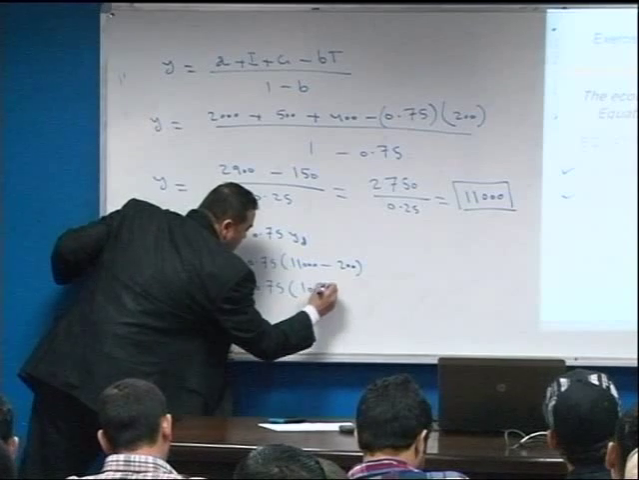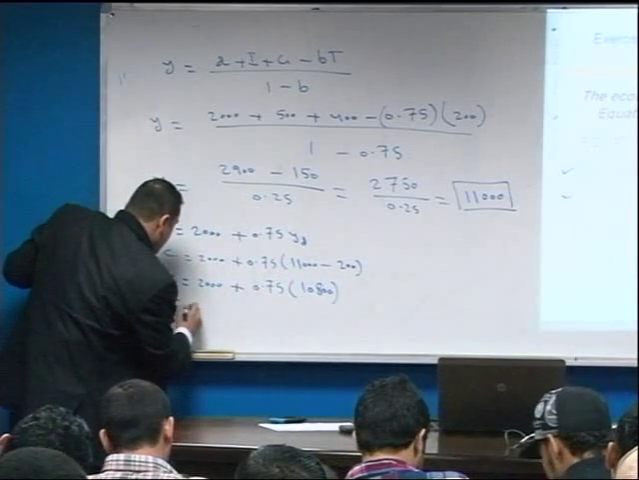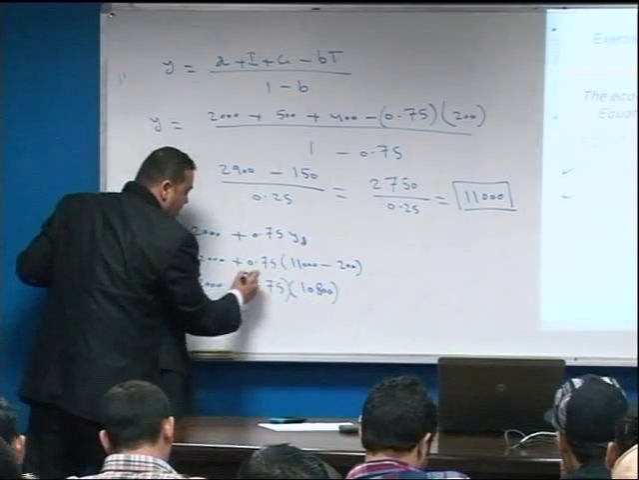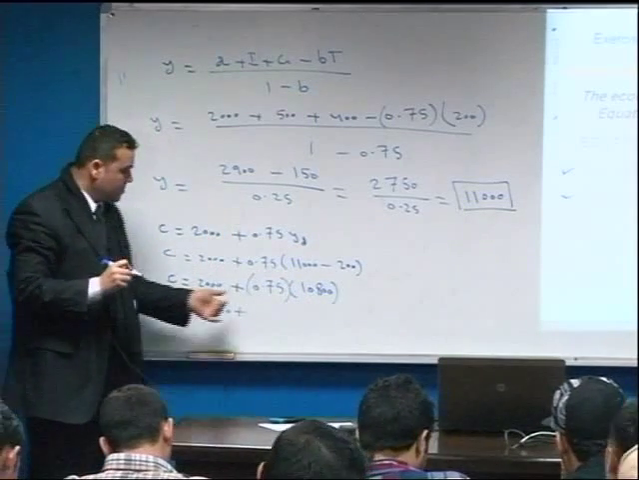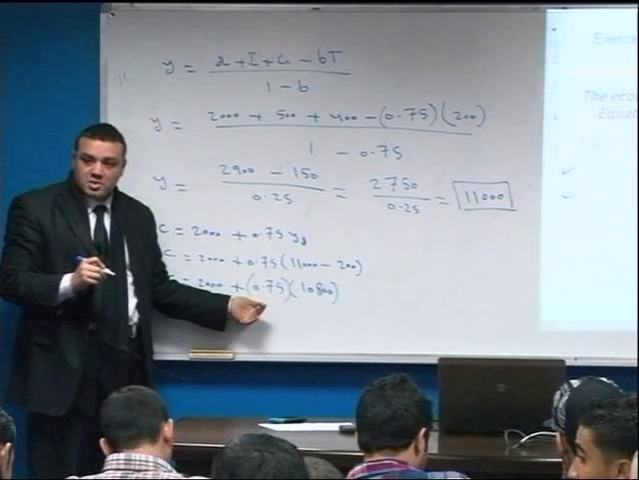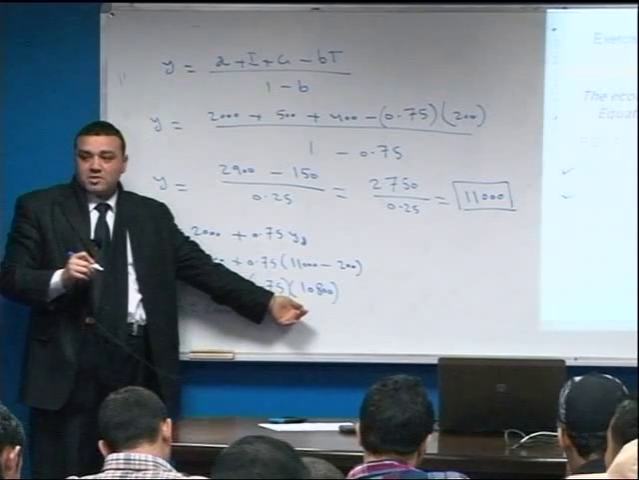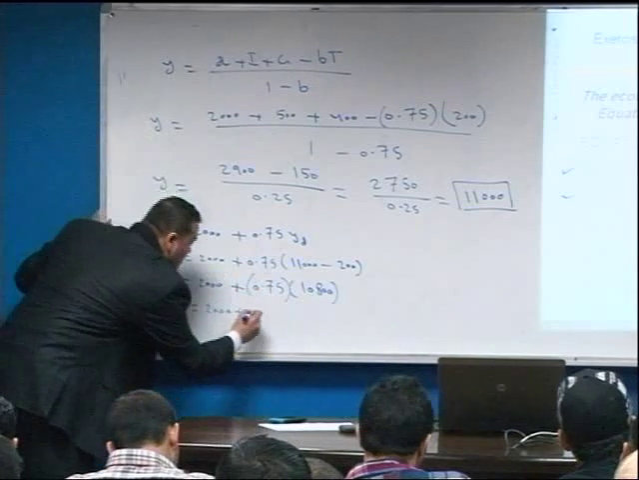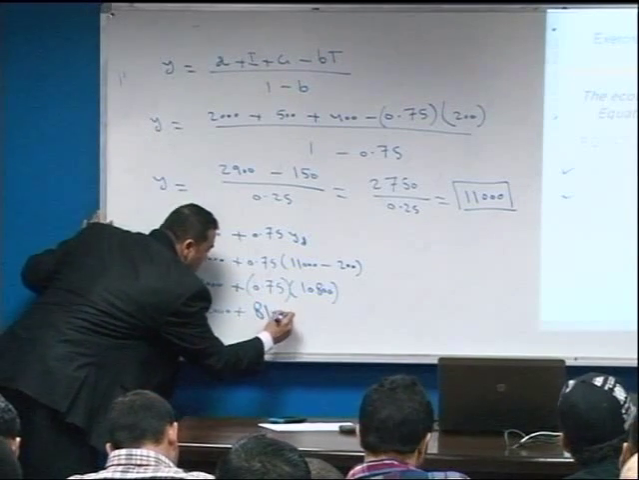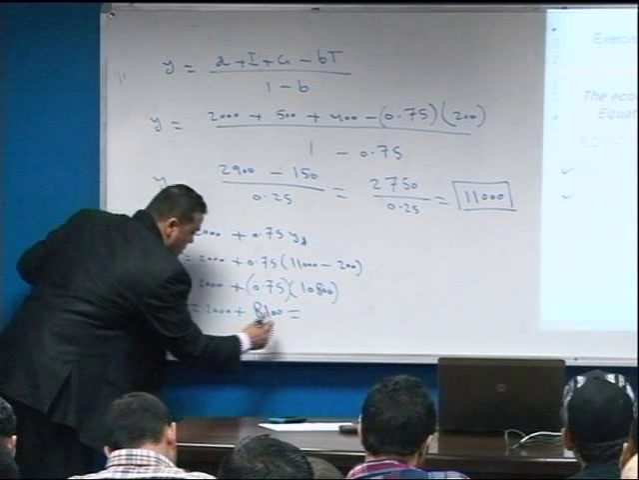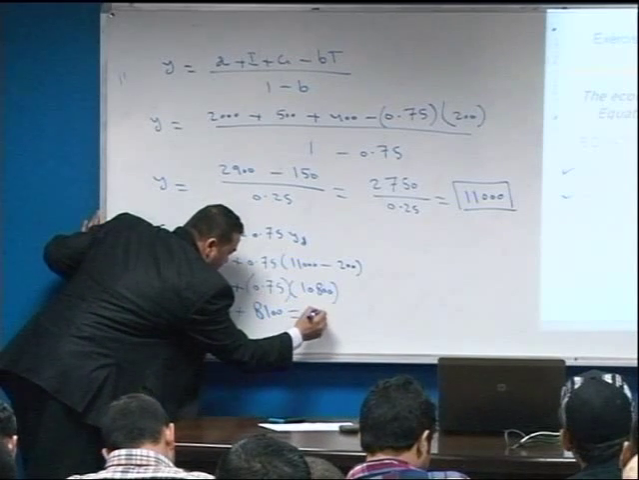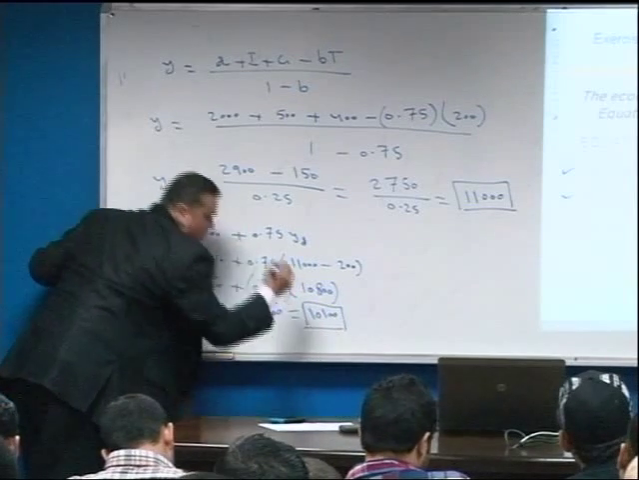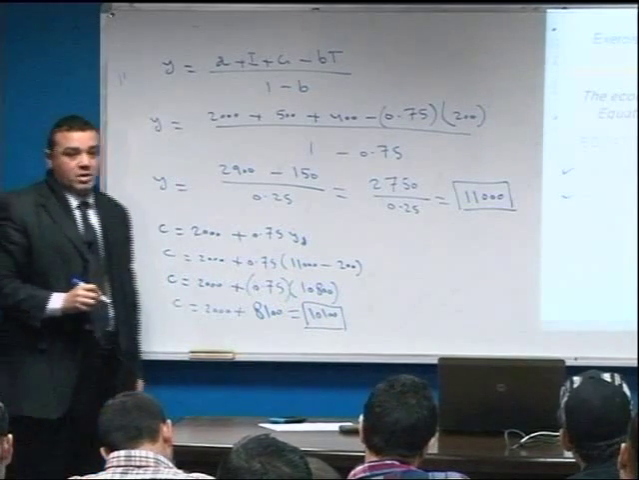So C equals 2000 plus 0.75 times how much is it? 10,800, right? So C equals 2000 plus, do a quick multiplication on the calculator, 0.75 times 10,800, how much is this? So it equals exactly 10,100. This is the consumption at equilibrium.